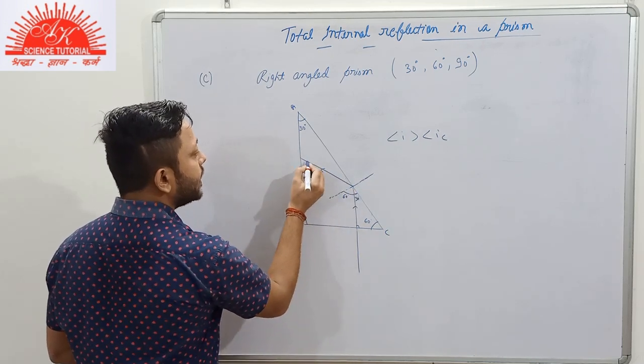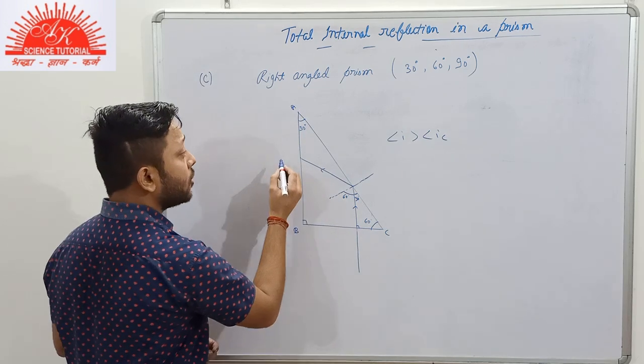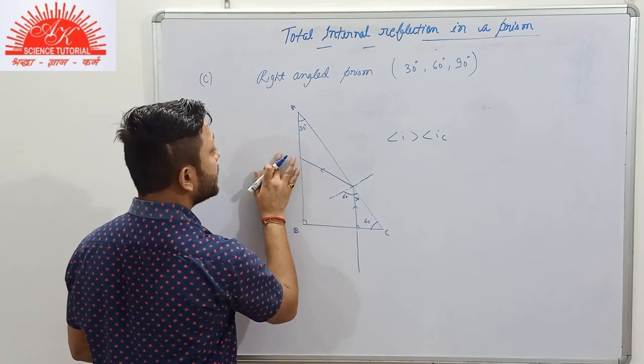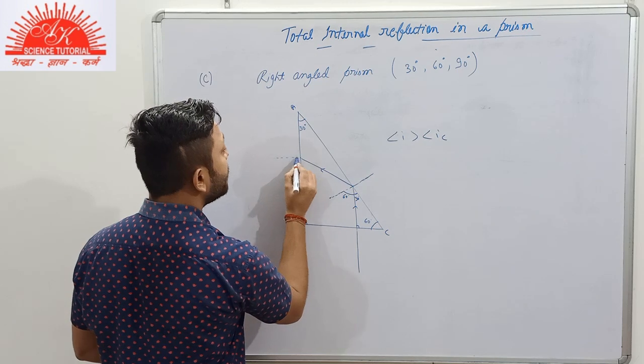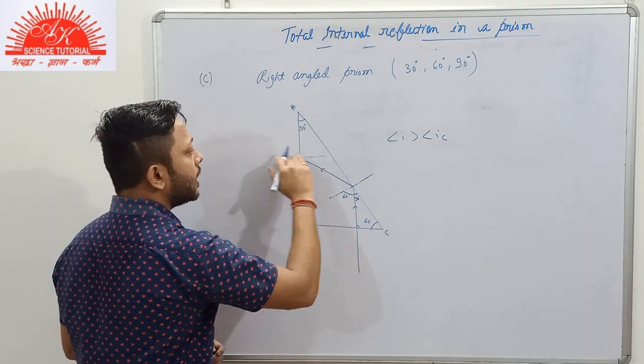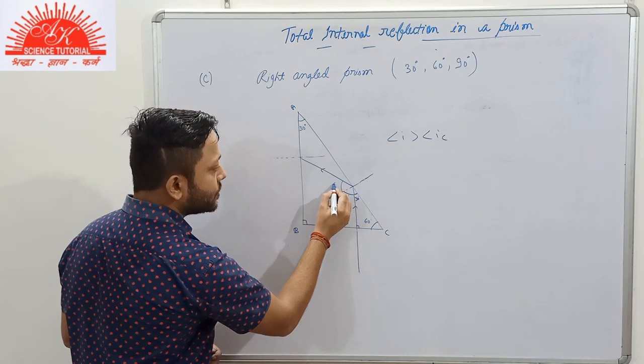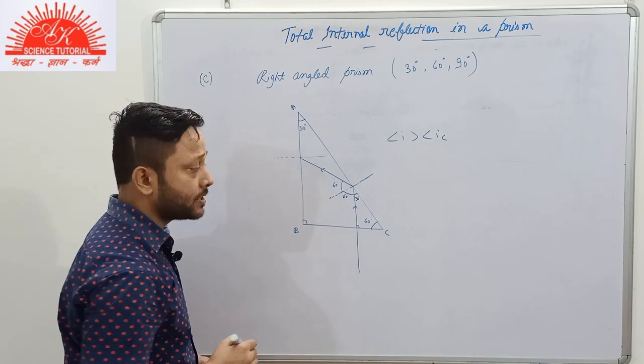So this light ray comes and strikes this surface AB. Now again we have to find the angle of incidence here, so that we can decide whether total internal reflection will take place at this surface or not. As you can see, I have drawn the normal here. This angle, if this is 60 degrees, the angle of reflection also must be 60 degrees.